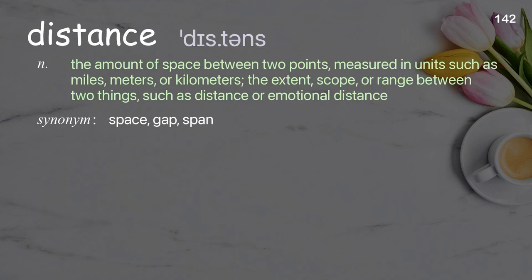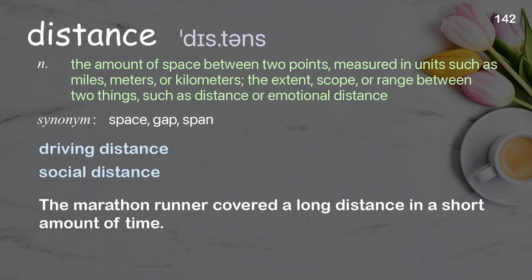Distance. The amount of space between two points, measured in units such as miles, meters, or kilometers, the extent, scope, or range between two things, such as distance or emotional distance. Examples: driving distance, social distance. The marathon runner covered a long distance in a short amount of time.